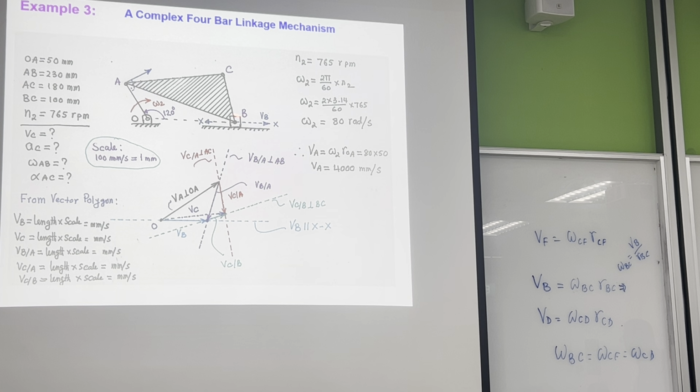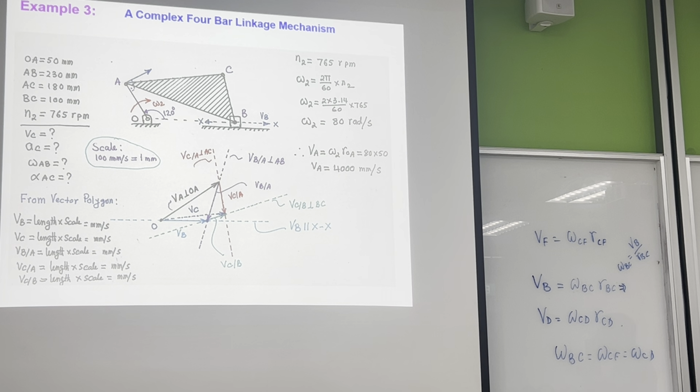And then our VB should start from the origin of the vector polygon. It is the horizontal direction. So that's why we put this dotted line, which is our VB parallel to XX. Clear to everyone? So where this line and this line intersect, from there up to that point will be our VBA, and from here up to that point will be our VB. Clear? As we did in our first example.